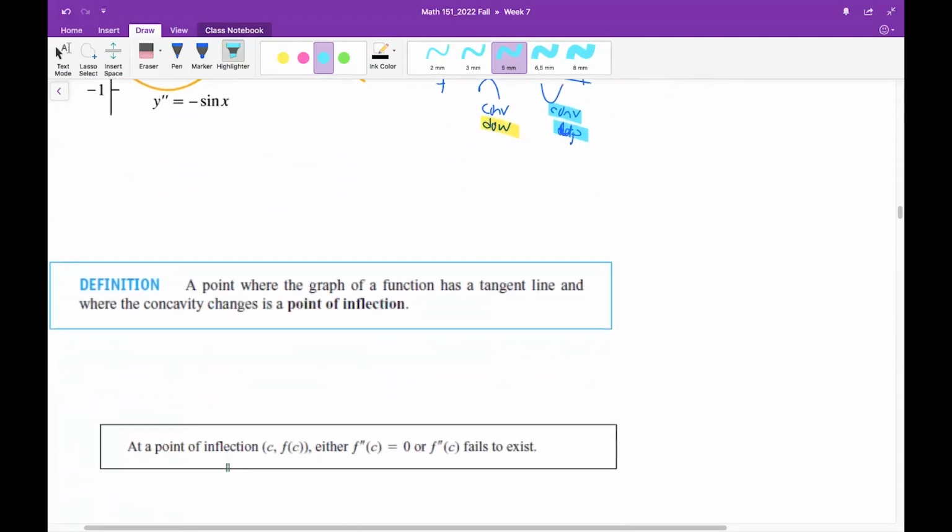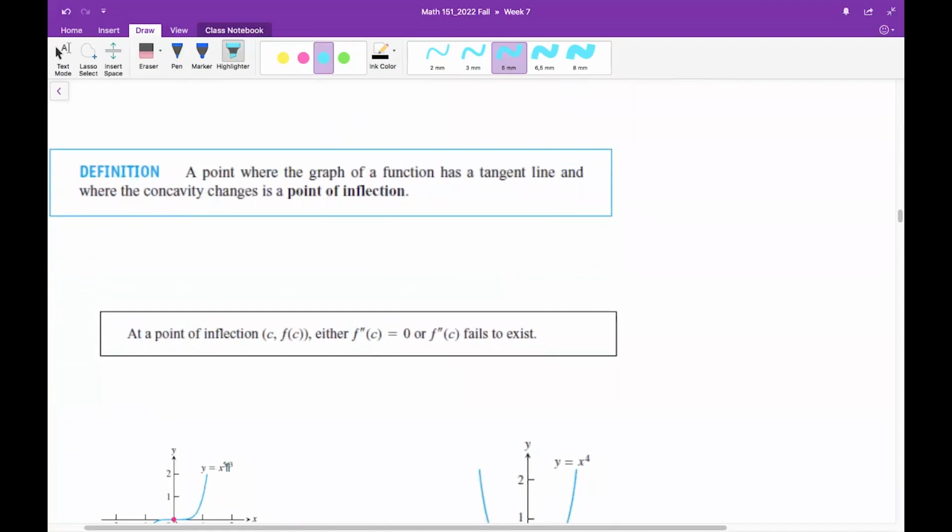Let's move on. A point where the graph of a function has a tangent line and where the concavity changes is called the point of inflection, okay? To have a point of inflection, you need to have two things. First, a tangent line should exist. Second, concavity has to change. Concavity has to change, meaning that the second derivative should change its sign.